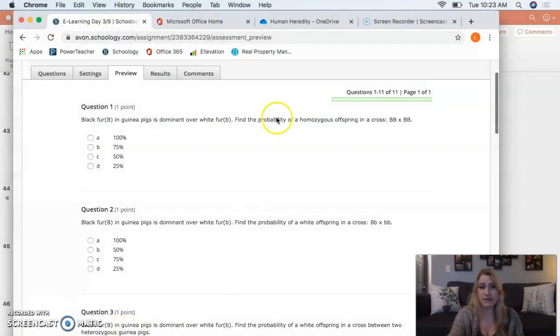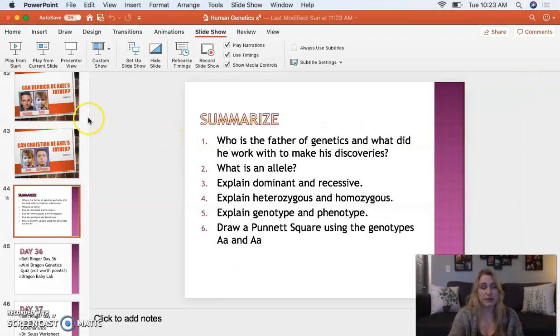So diving into this, let's go over these summary questions. Who is the father of genetics and what did he work with to make his discoveries? That was Gregor Mendel, the monk in the 1830s, and he worked with pea plants. And that is important. You will likely see that on any biology or science-related standardized tests. Gregor Mendel is the father of genetics.